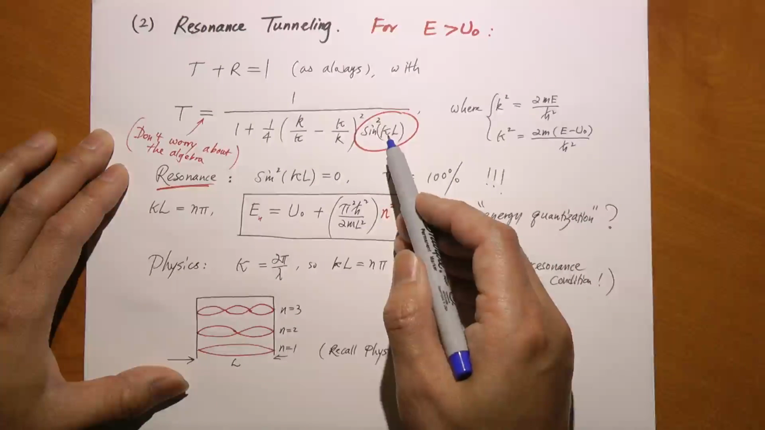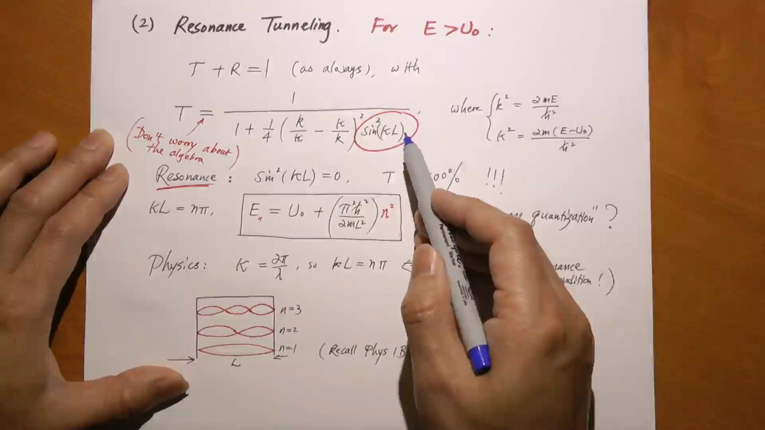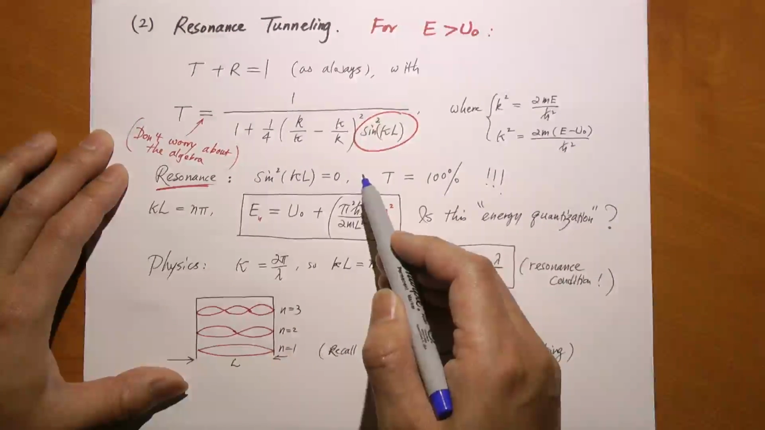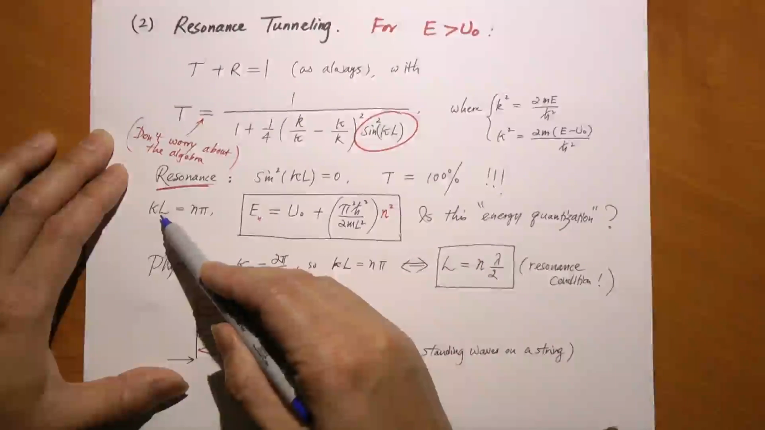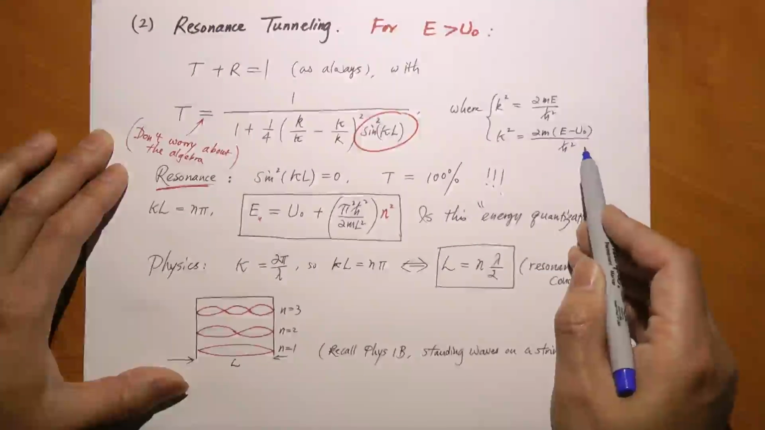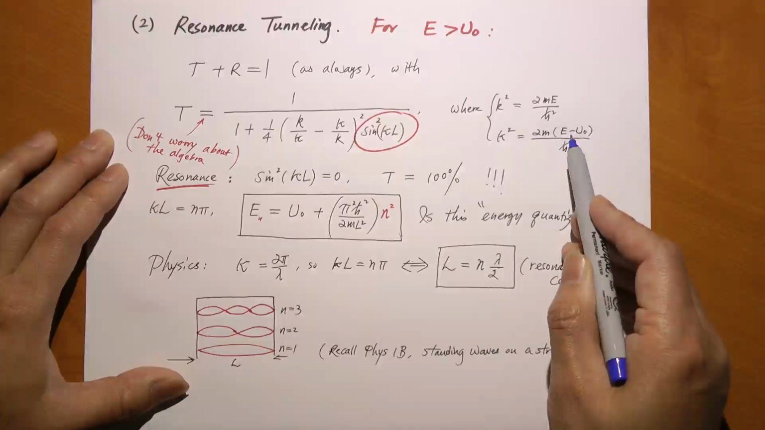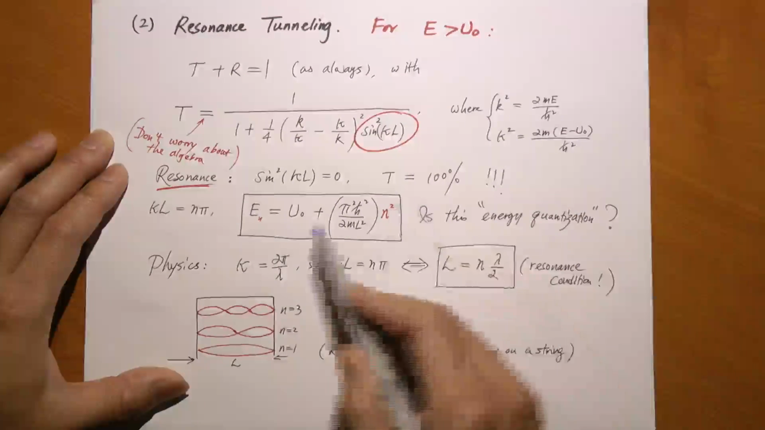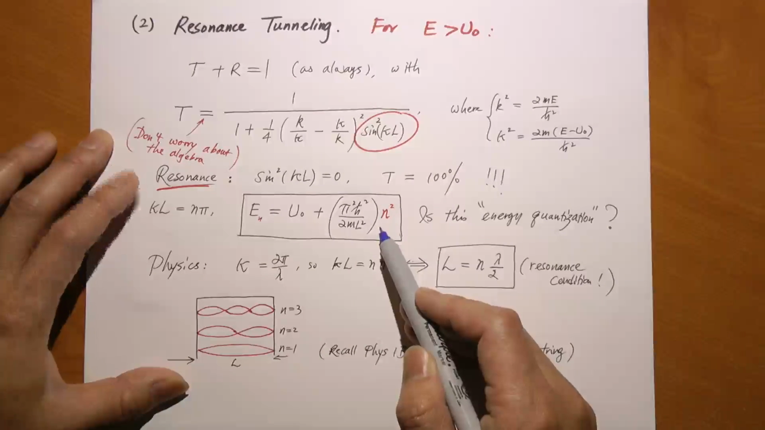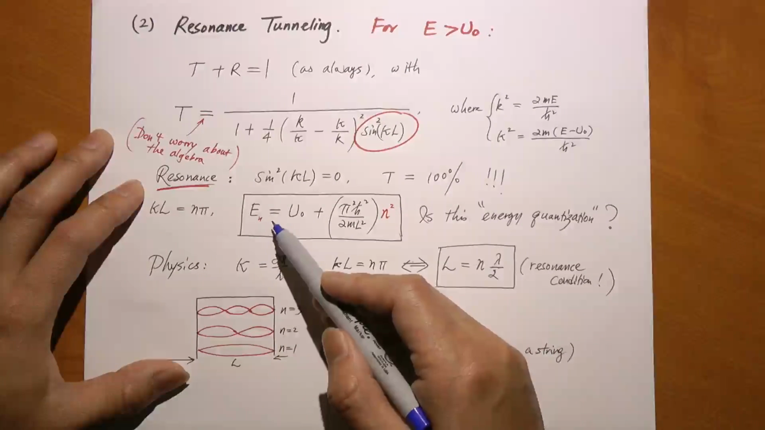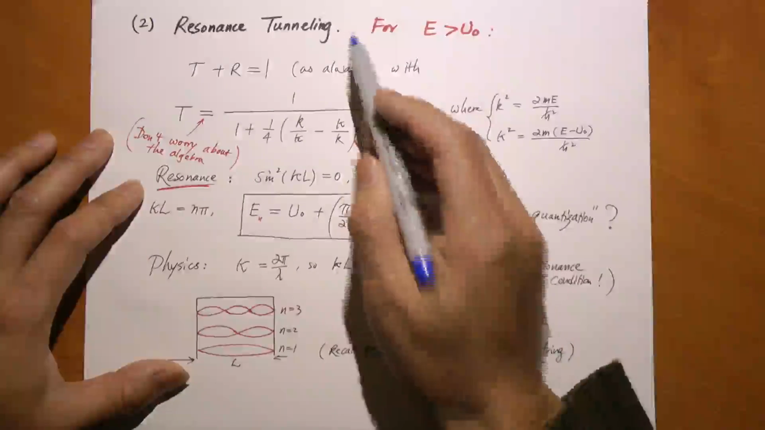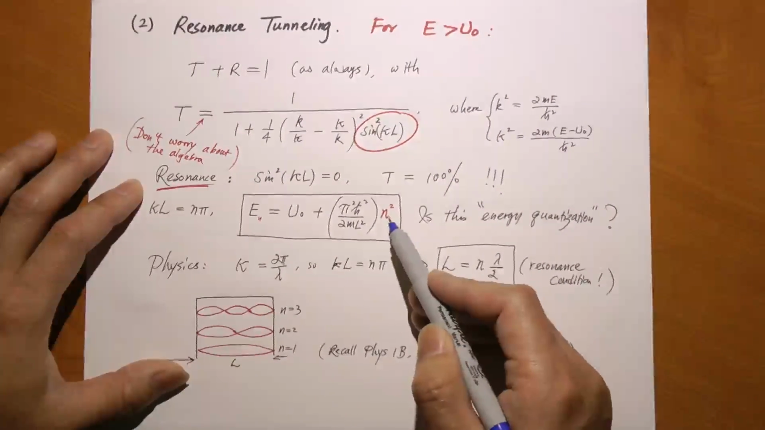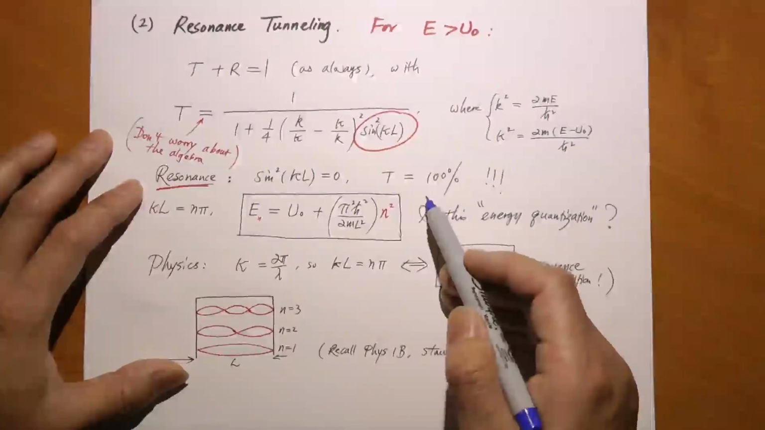So what's the physics? Well, when KL equals n pi, that's when you get sine squared KL equal to 0, right? But actually, kappa L. But kappa equals this. So you can actually solve for E, and E equals that, okay? Because you plug in the value of kappa squared from here, you get this. So you see, the energy of the particle for resonance tunneling cannot just be any value. It must be U naught plus something times n squared. N equals 1, 2, 3, 4, and so on.